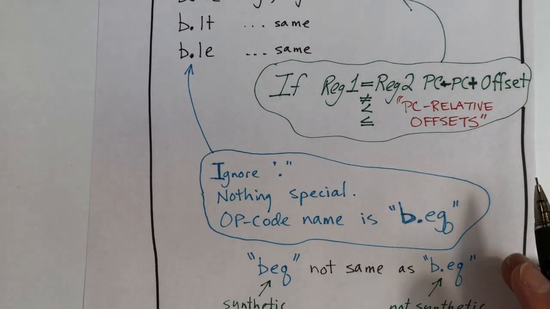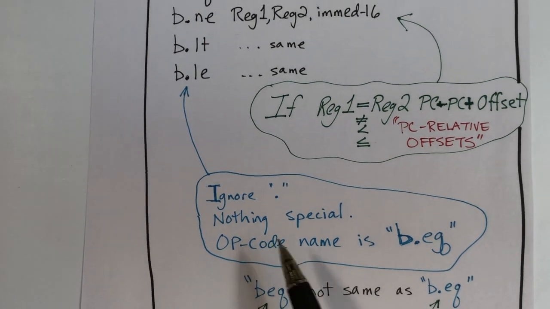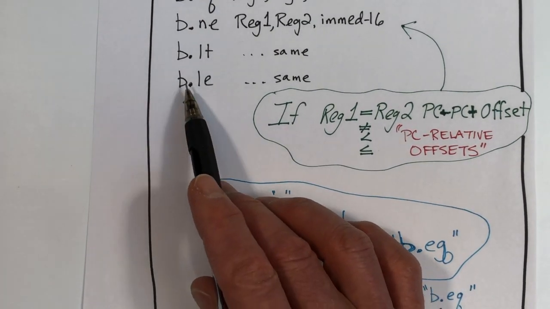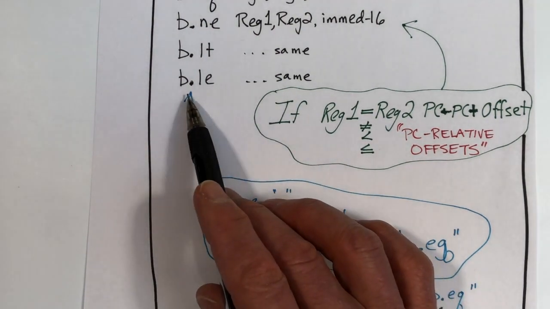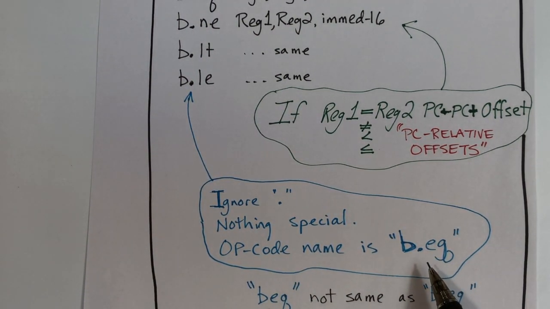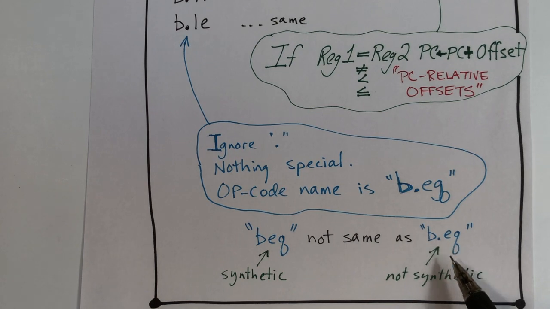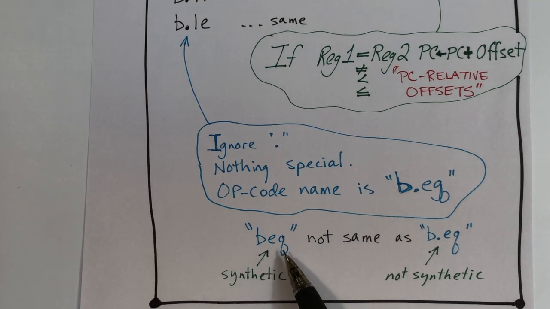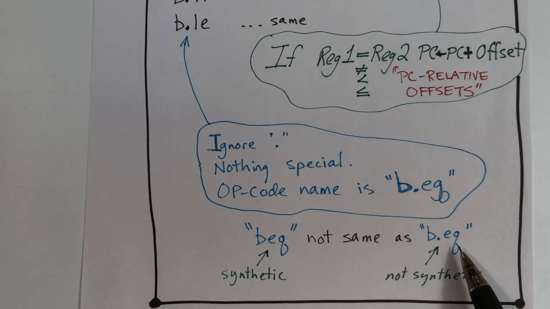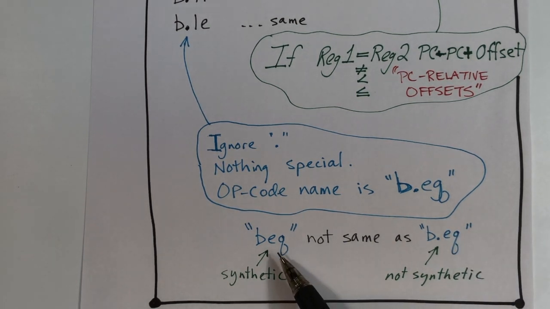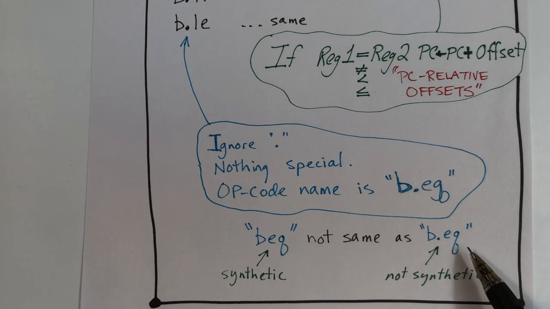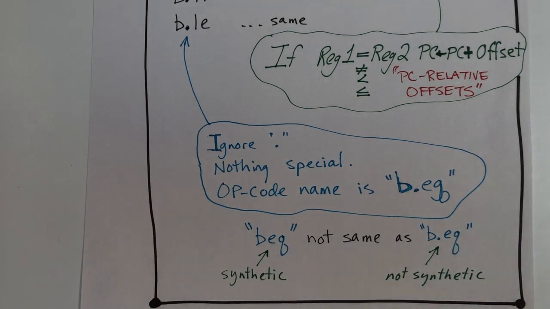I should also point out that the dot is nothing special. The opcode name, for example, is b.le. It's treated a lot like an underscore, so you don't need to really think that it's anything special. However, we use the dot for opcode names that are for machine instructions that are not synthetic. There is a similar instruction with almost exactly the same name, but without the dot, and that is a synthetic instruction, which will almost always be assembled into the single machine instruction b.eq, but in some cases it may require an additional instruction for long jumps that are not within plus or minus 32K.